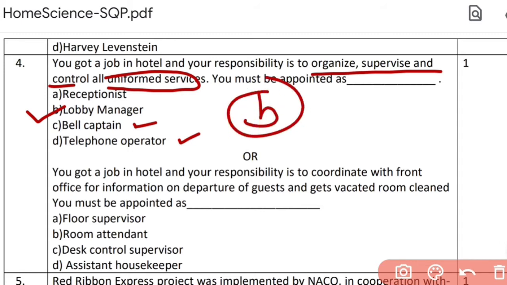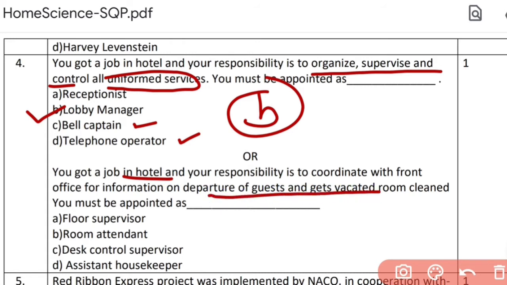If you look here, reception and telephone operator you can eliminate directly and then you can think of bell captain and lobby manager to make a decision. Or you have to attempt: you got a job in a hotel and your responsibility is to coordinate with front office for the information on departure of guests and get vacated rooms cleared.